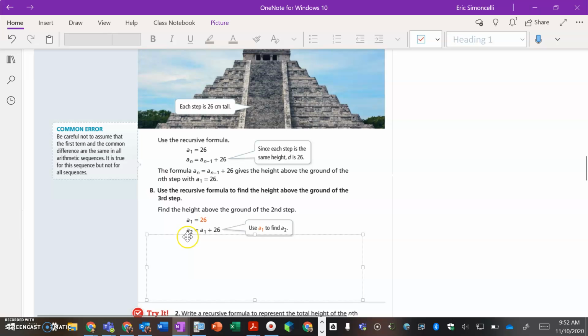So a sub 2 is equal to a sub 1 plus 26. So use that knowledge, and of course, you've got the second step to be 52, and so on and so forth.